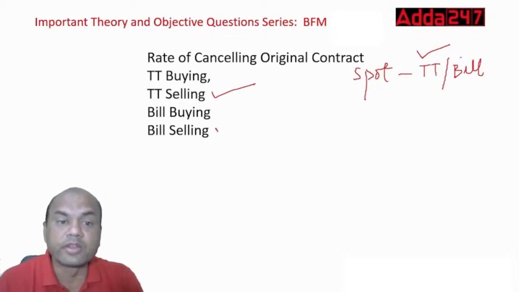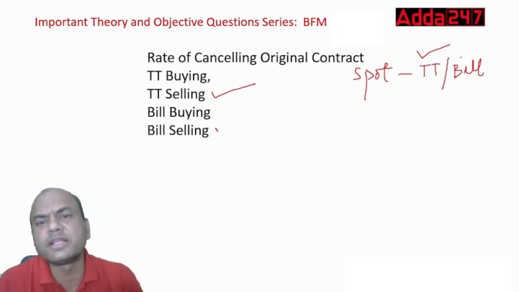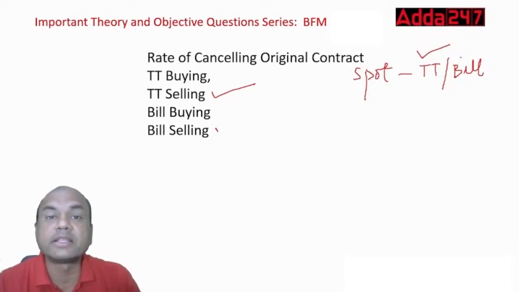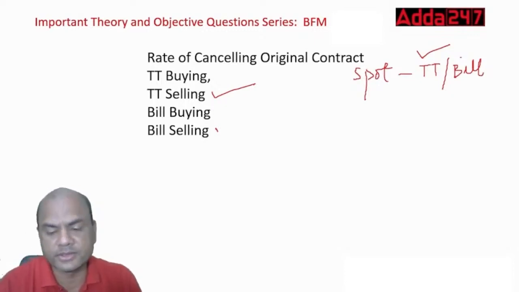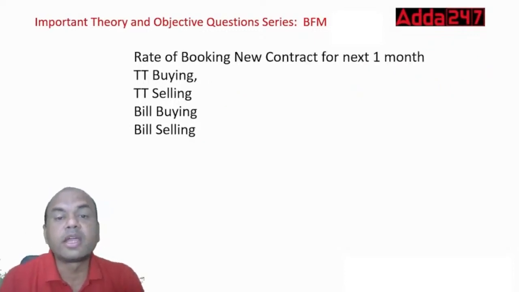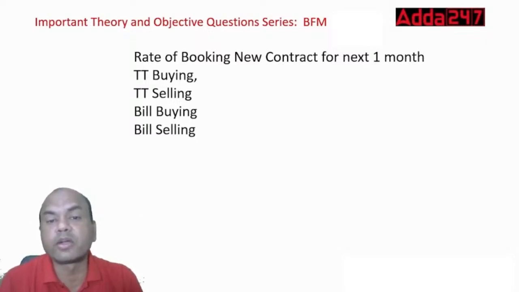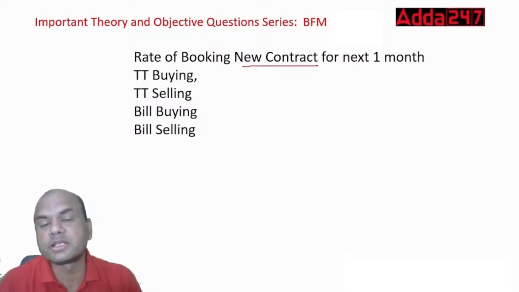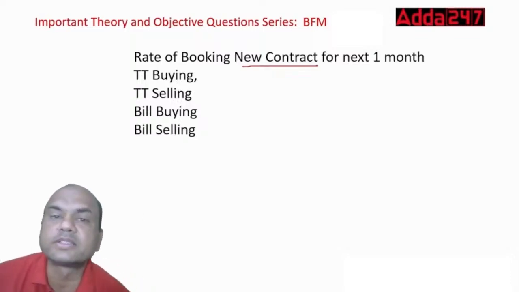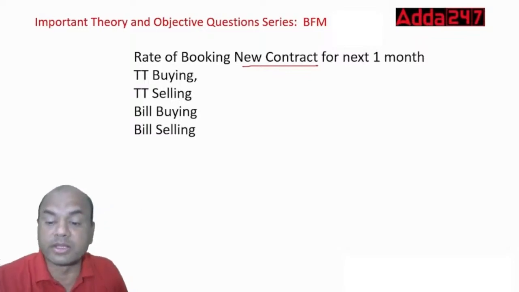Then you'll say, why not bill selling then? But because bill selling is not used. Bill is used whenever you are doing some future dated transactions. Here I am cancelling tomorrow itself. So it is a spot transaction. So TT, isn't it? Rate of booking the new contract for next 1 month. So next contract will be booked at what rate? TT buying, TT selling, bill buying, bill selling. Who can give the answer? New contract for 1 month now.